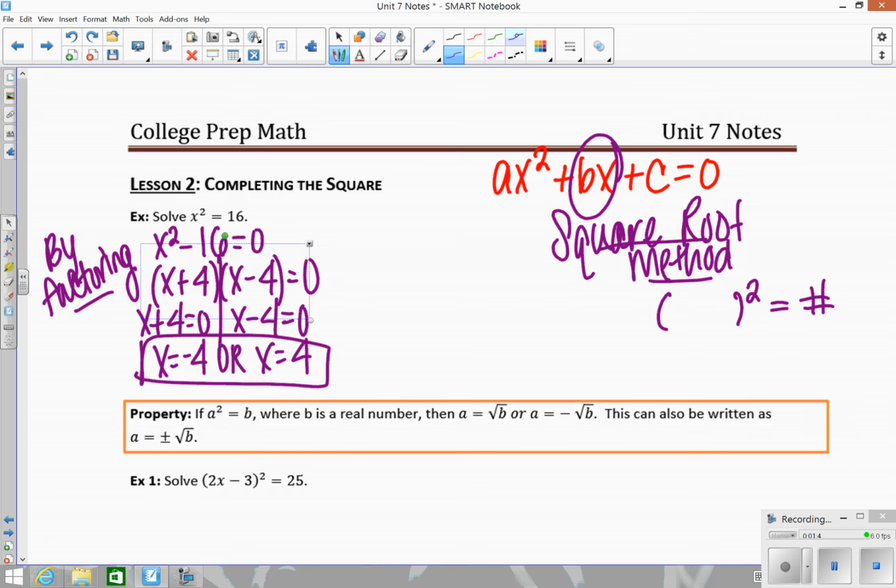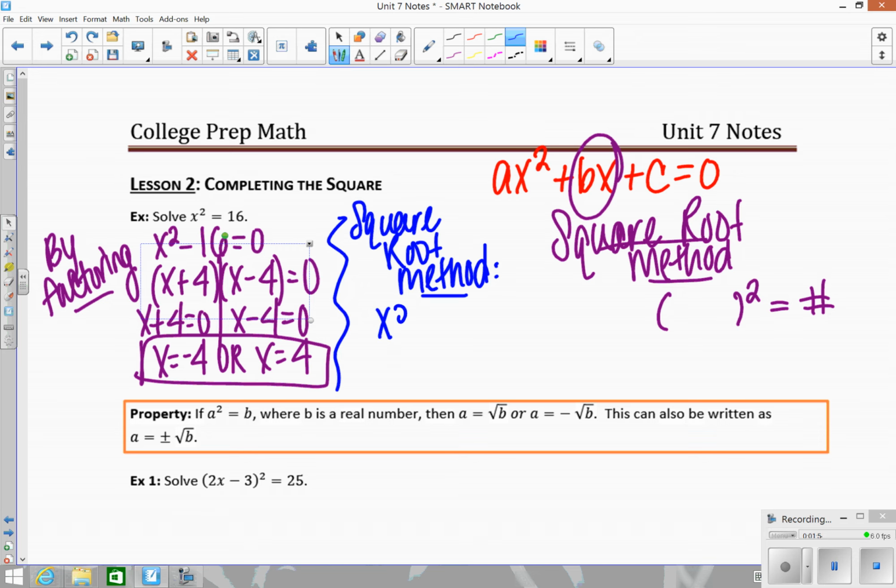Now the new method, the square root method, is a little bit quicker because since we're missing that middle term, you can simply take x squared equals 16 and square root both sides. If you square root x squared, it's just going to be x. And if you square root 16, it's going to give you 4. However, one thing that you have to remember with this method is that your solution is always going to be a positive and a negative of whatever you square rooted, because you started off with a variable being squared.